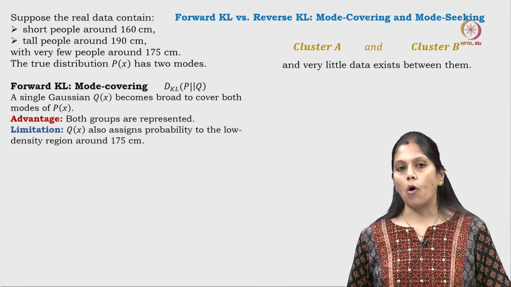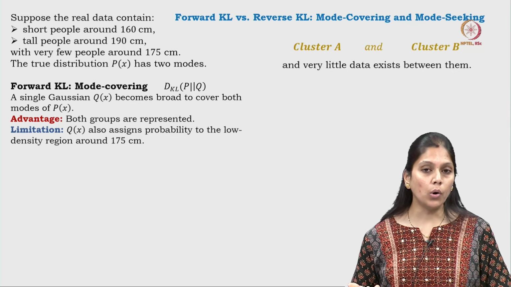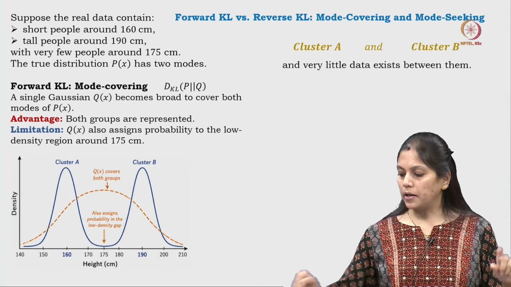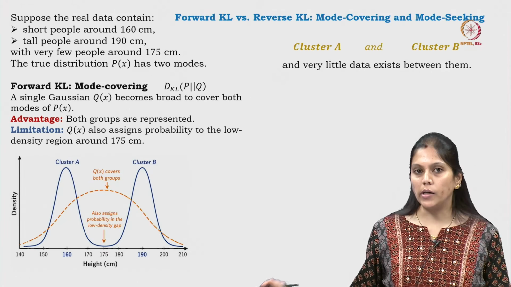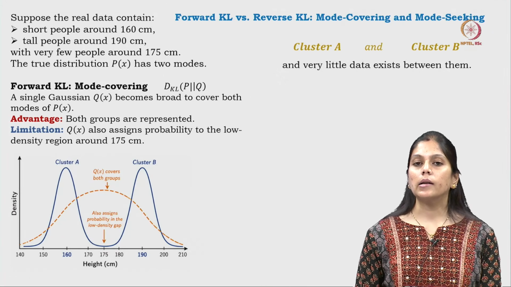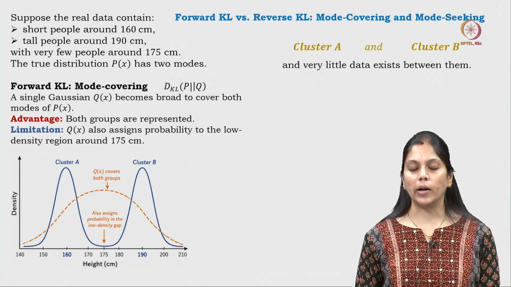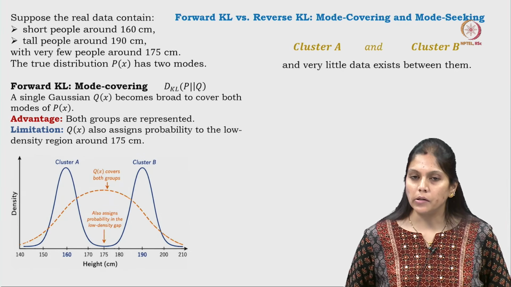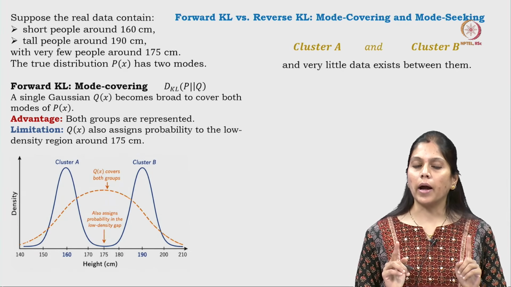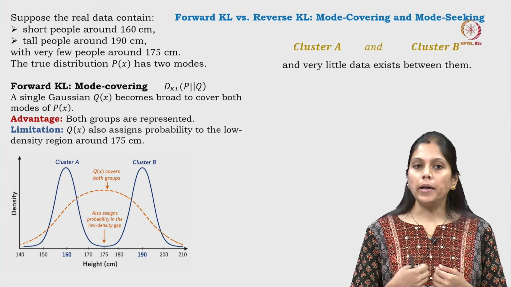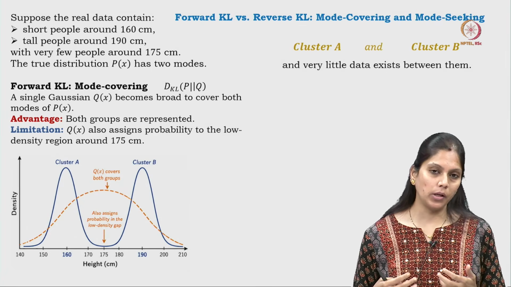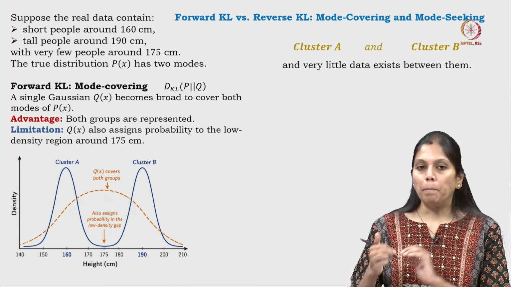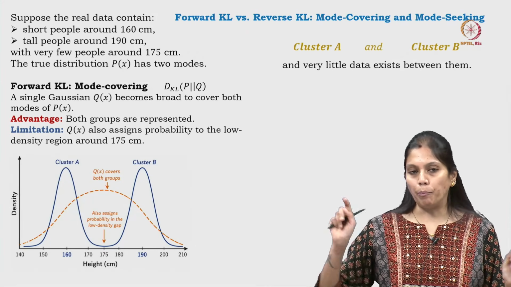Now, forward KL is also called mode covering. What exactly is forward KL? What is it that it ensures? The first cluster, cluster A, is all the points which belong to 160 centimeters, and cluster B is all those samples of 190. So these are the two clusters. What does forward KL divergence ensure? It ensures that Q has to spread and cover both the modes. This is what forward KL says.